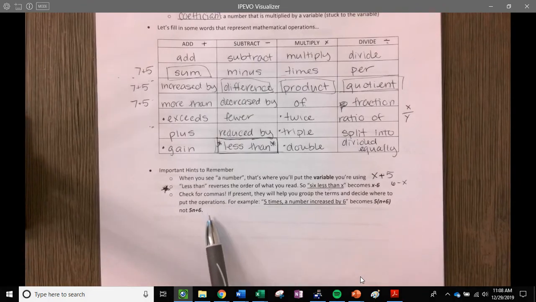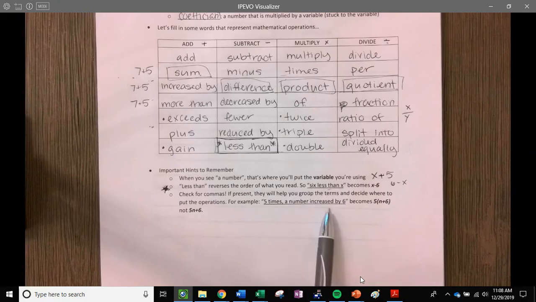And then also check for commas. This is a little less frequent in what you'll see on the SOL, but they may be there. If they are present, they will help you group the terms and decide where to put operations. So, 5 times, comma, a number increased by 5.